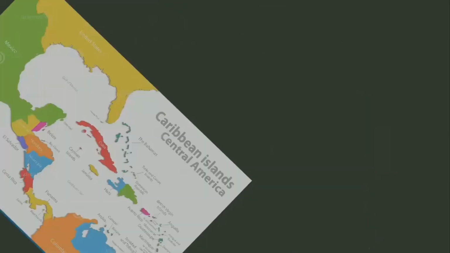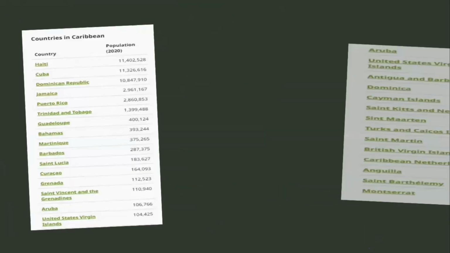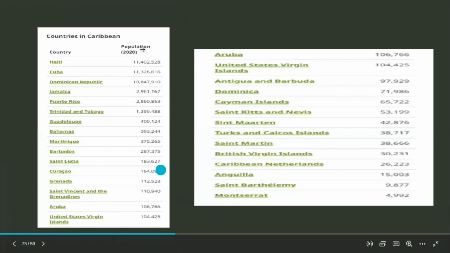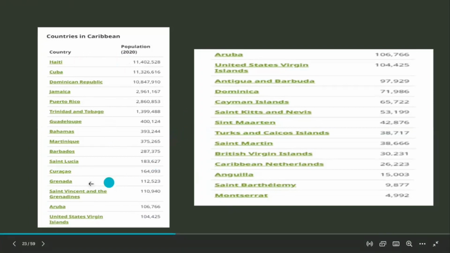So, its population. The Caribbean is made up of more than 25 islands, nations, and territories with a combined population of around 44 million people. The region is predominantly urban, with more than 70% of the population living in urban areas. As you can see here, these are the countries in the Caribbean with their population. The first one is Haiti, followed by Cuba, Dominican Republic, Jamaica, Puerto Rico, and a lot more.